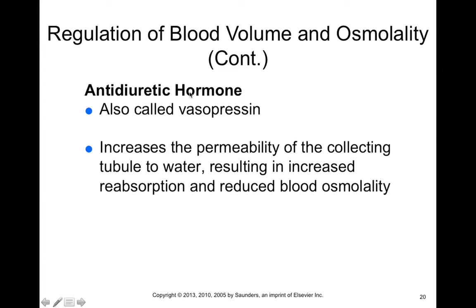Antidiuretic hormone is released in response to situations like low blood pressure, low blood volume, or high solute content in the blood. What antidiuretic hormone does to the kidneys is increase the permeability of the collecting tubule to water. By increasing this permeability, it increases the reabsorption of water, which can help reduce blood osmolality, or basically reduce the concentration of solutes in blood and prevent hyperconcentration of solutes, or hypertonicity, of your bloodstream and body tissues.